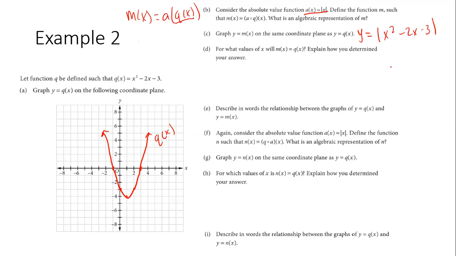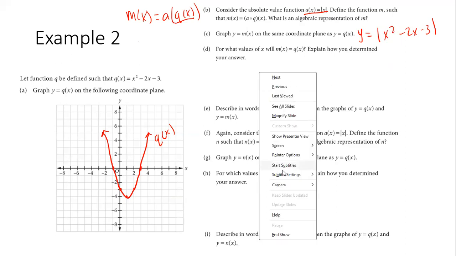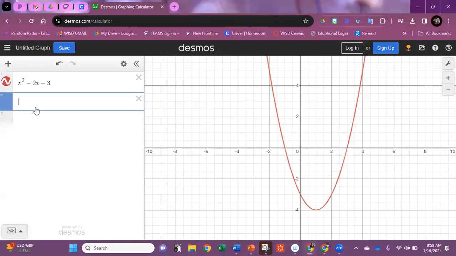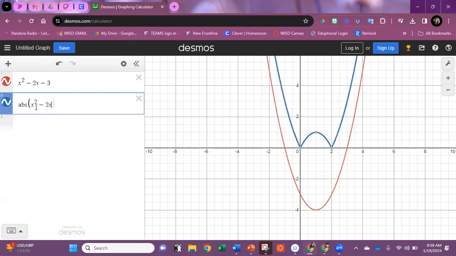Yes? Okay, so we're going to go and see if that's what happens. So we're going to go here and I'm going to type in absolute value of X squared minus 2X minus 3. Did all of my negative Y's go above the X axis? It did.